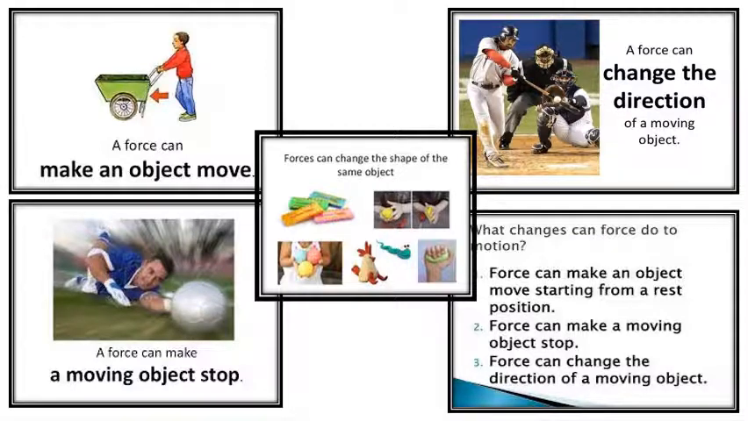Force can make a moving object stop. The force applied by the hands of a goalkeeper stops the moving football. Force can change the direction of an object. You can see in this picture the direction of the football. The direction of the ball changes when a batsman hits the ball. It can change the shape of an object. You can see here the shape of the dough changes when a boy applies force on it.